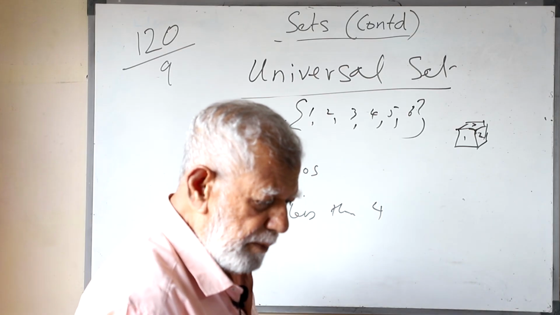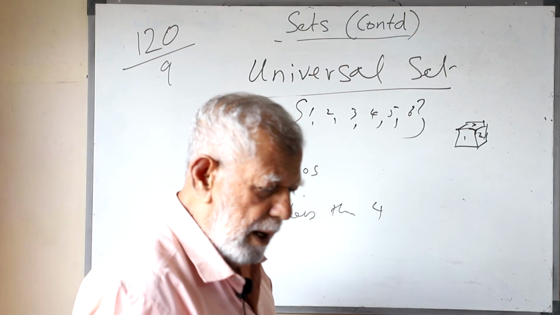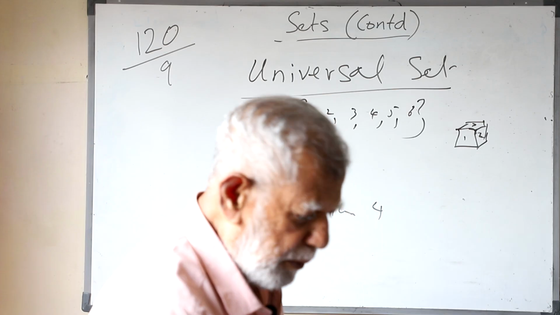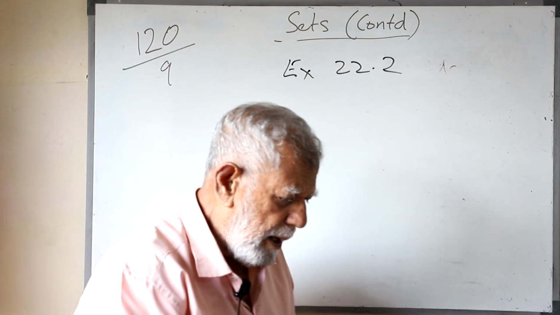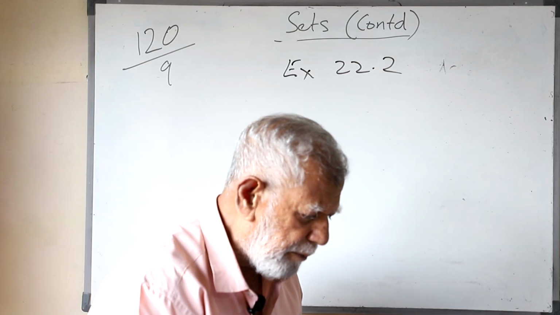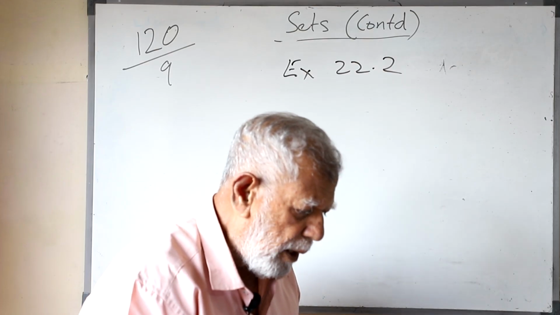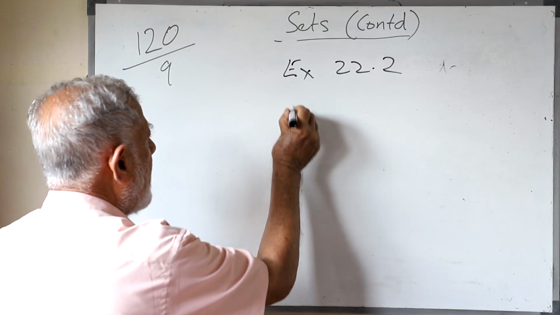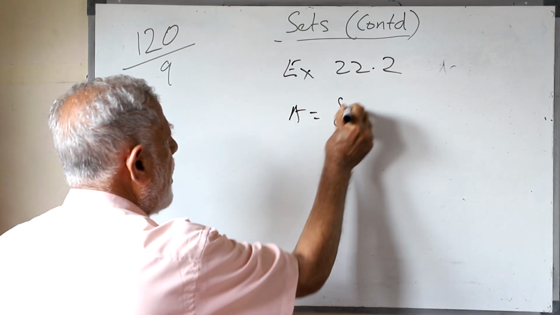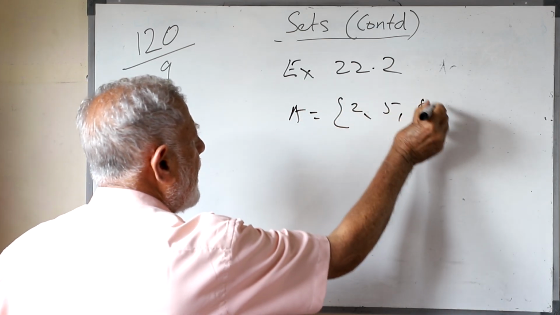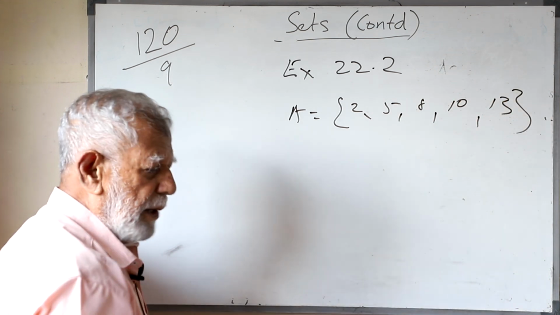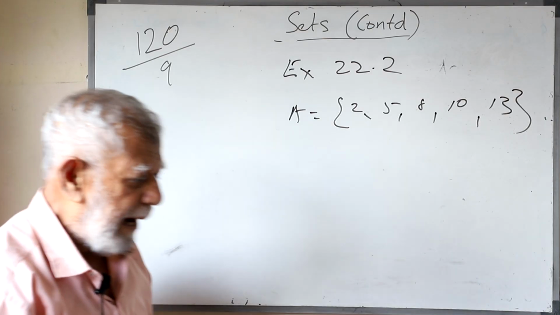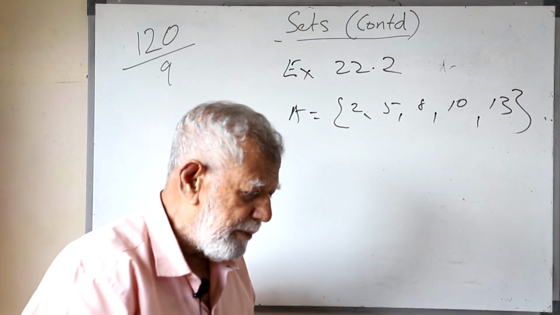So now let us go to exercise 22.2. First question: write down all the subsets of the set A, where A is equal to 2, 5, 8, 10, 13. This is a set, and you are asked to write 8 subsets.